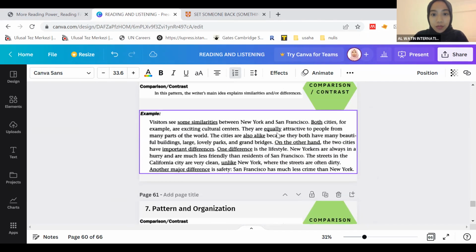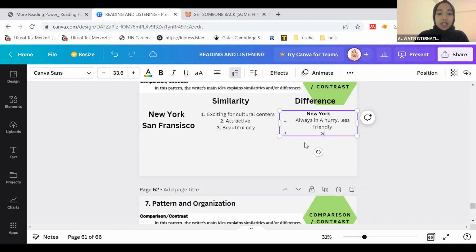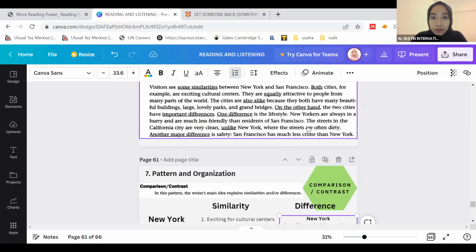What else about New York? That's from lifestyle. And then New York streets are dirty. Okay, streets are dirty. That's in New York. What else in New York?